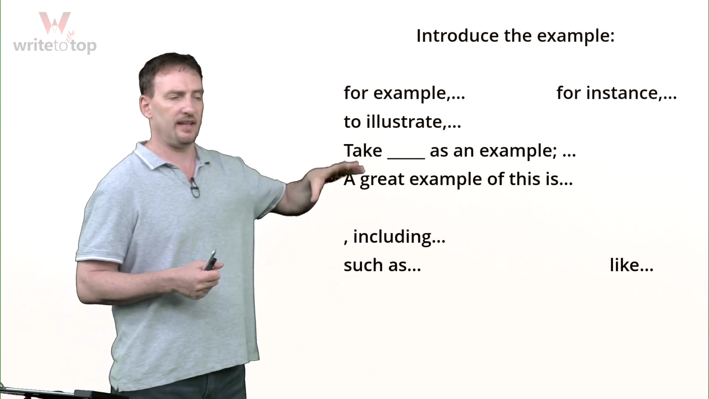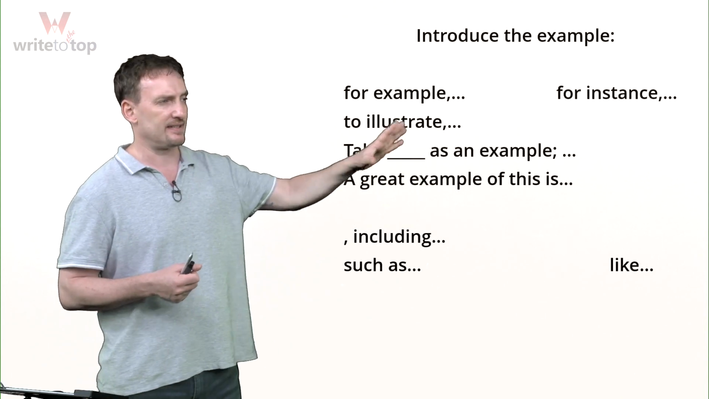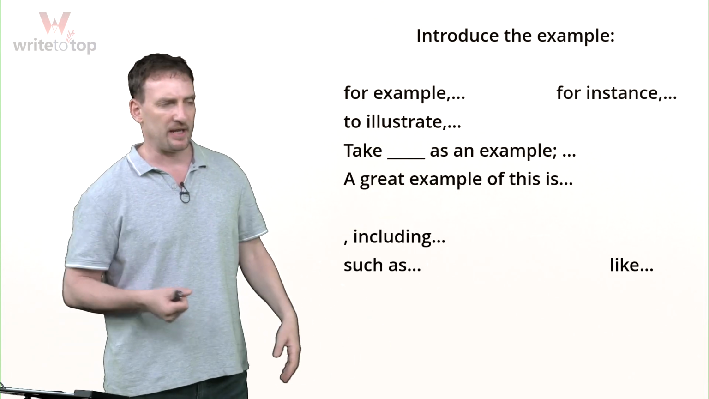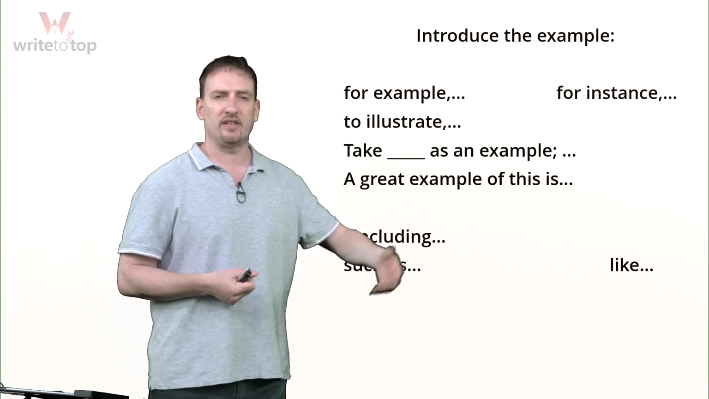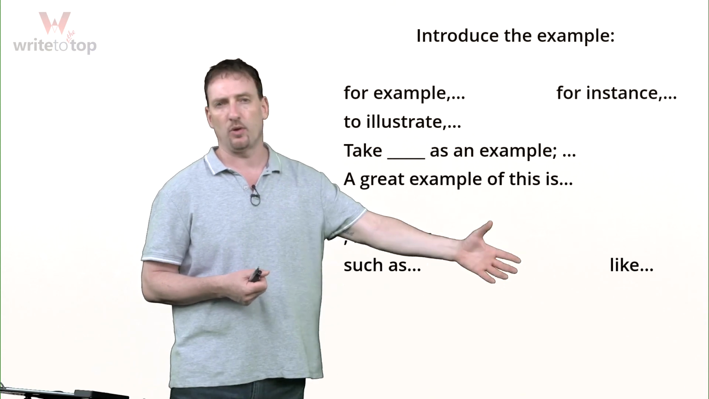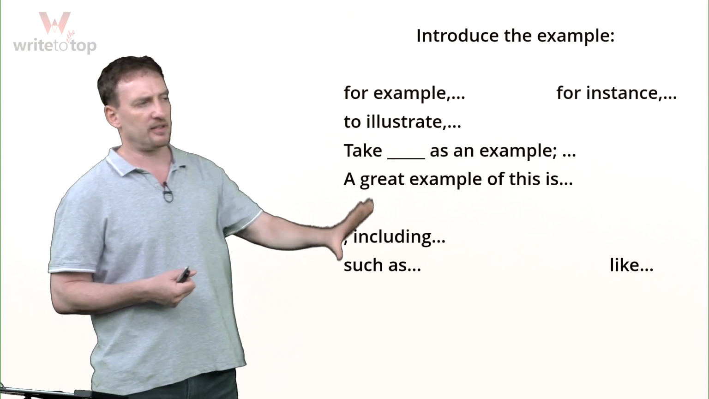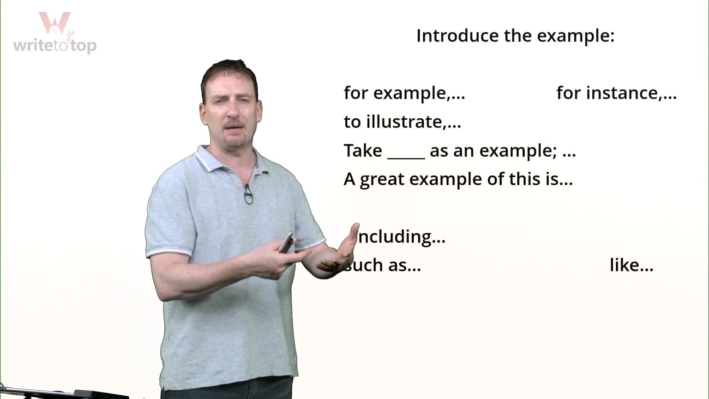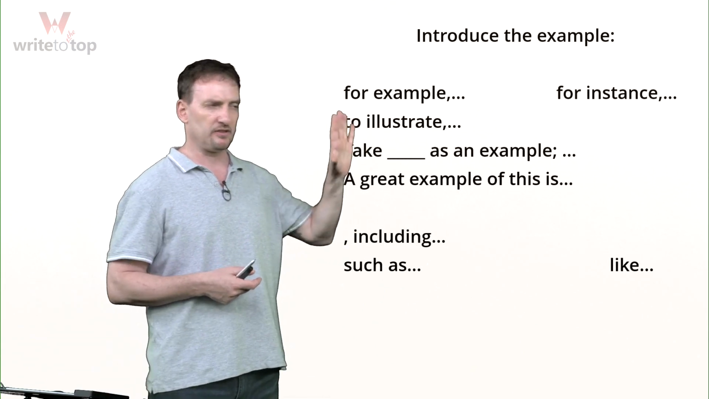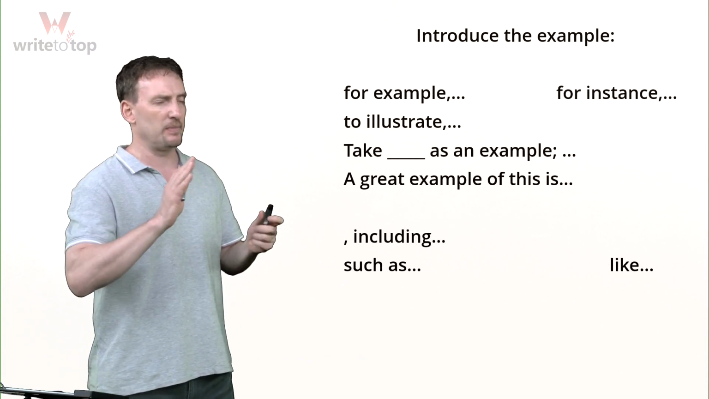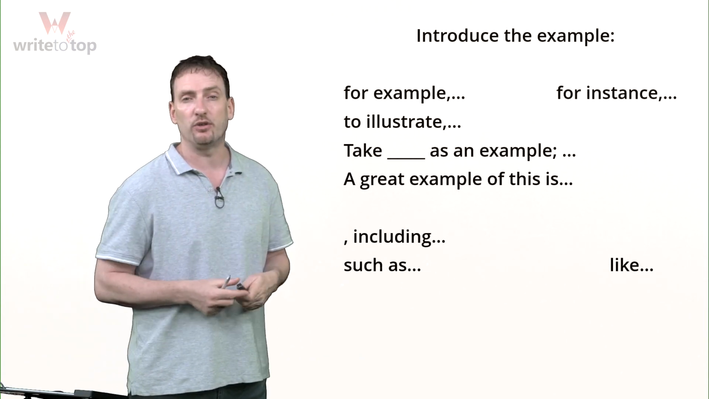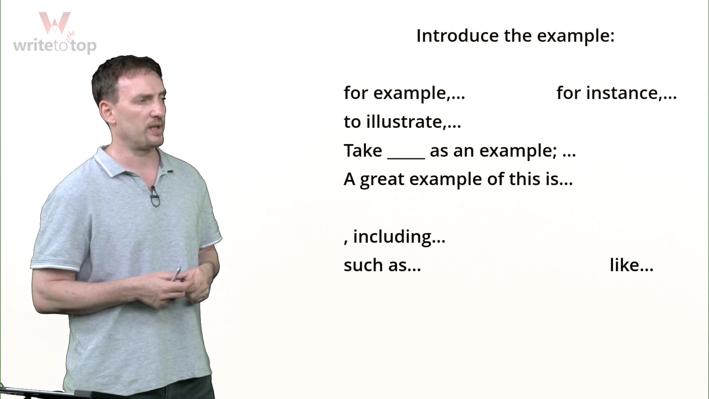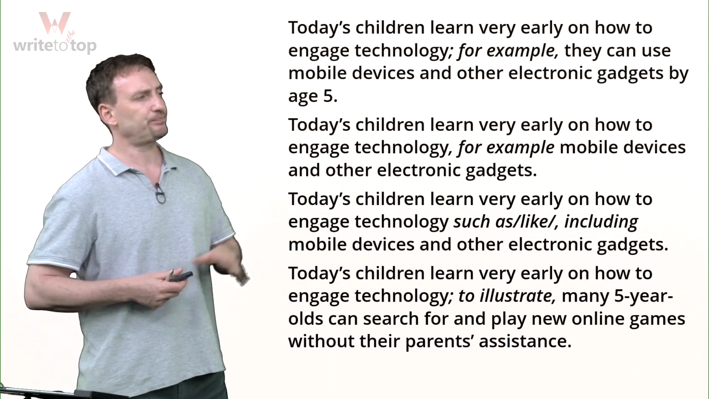You can also say take whatever your example is as an example, and then explain it from there. A great example of this is your thing, and then go on to explain it from there. So these are the main ones you're going to use. There are other ways to get into an example that's a bit obvious, but these are the ones I want to focus on today just to make sure you make it clear to the reader what is going on. Okay? So a few examples.